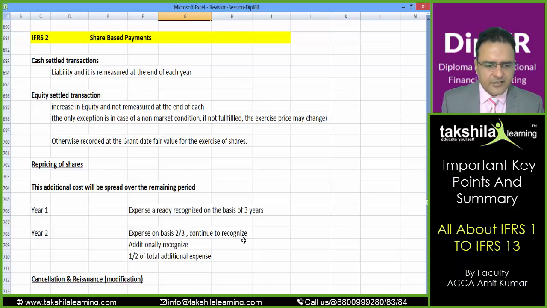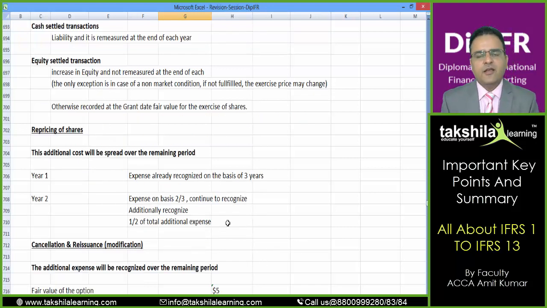If they reprice the share, what happens? Any owner will be able to own these shares at a reduced price. So the exercise price, suppose it is 15 per share, they may reduce the exercise price to 11 per share. Now, if they reduce the exercise price to 11 per share, it means they are going to bear this additional cost.